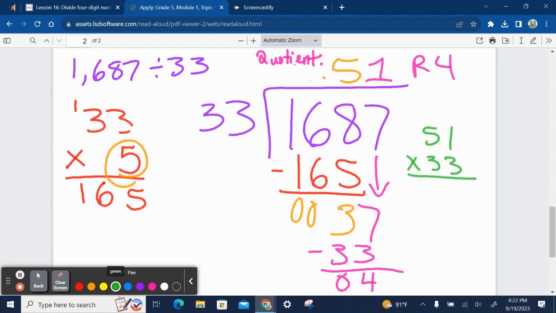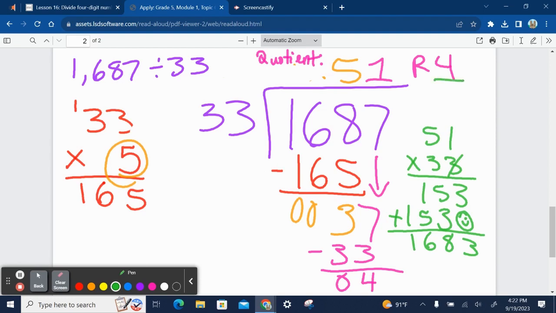Now I can check to see if I'm right. To check, I need to multiply 51 times 33. So 51 times 33, 3 times 1 is 3, 3 times 5 is 15. I cross out my 3 and I add my 0 to show that I'm multiplying by 30. 3 times 1 is 3, 3 times 5 is 15. I'm going to add that together.